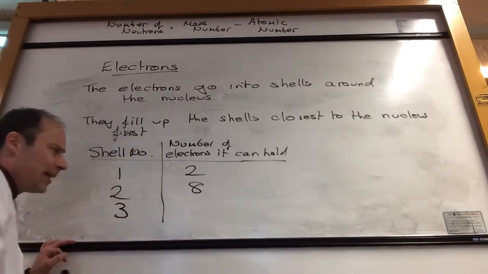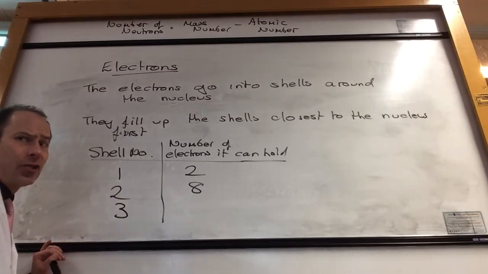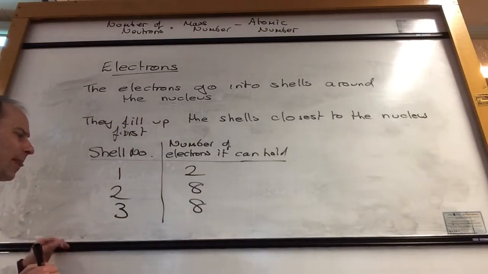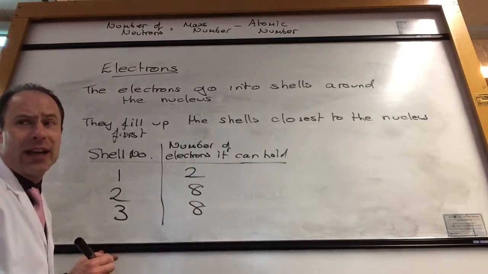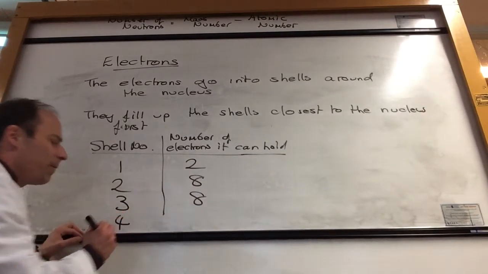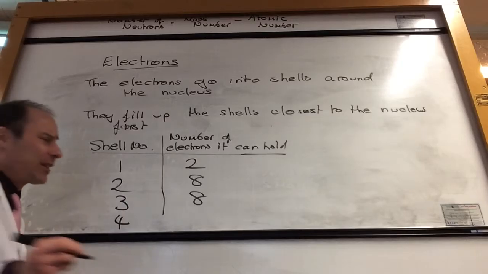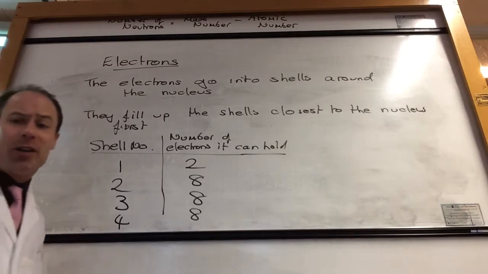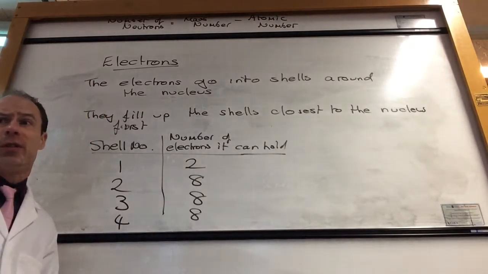Shell number 3, and I'm going to lie to you now, but it will get you through GCSE, will hold 8 electrons. It's actually 18, but for GCSE it only holds 8. And shell number 4, you're never going to need to put more than 2 electrons into that shell, so we're just going to pretend it can also hold a maximum of 8. But I'll be perfectly honest with you, that's not the truth, but it will get you through what we need to do for GCSE.